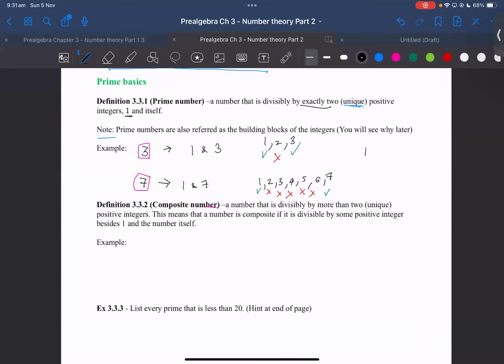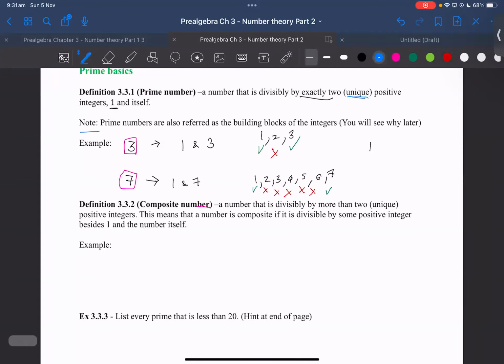All right, and the next one is the definition of a composite number. A composite number is a number that's divisible by more than 2 unique, as in different, positive integers. We always know 1 is a factor of itself. So if any other number divides it, then it's composite.